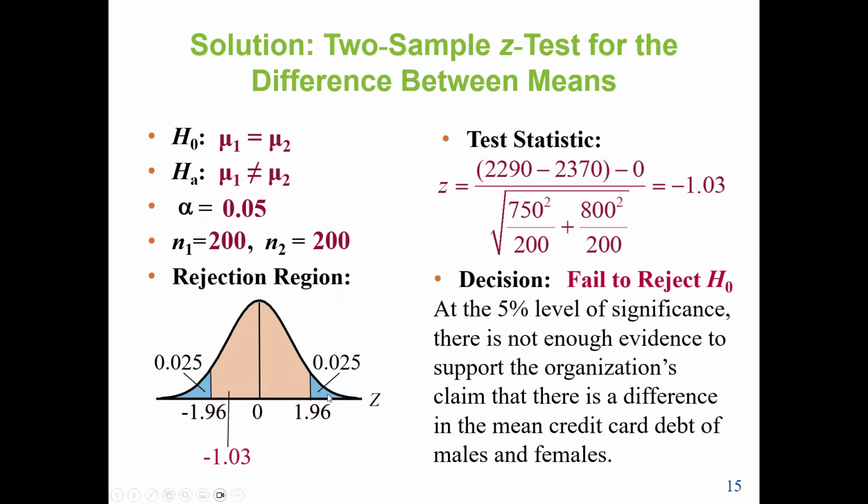And positive, also the same thing. Negative 1.03 will be fail to reject. The blue section is to reject. So we are in the region of fail to reject, which is the brown area. As we can see, negative 1.03 will be right after negative 1.96. So we see at the 5% level of significance, which was given to us, there is not enough evidence to support the organization's claim that there's a difference in the mean credit card debt of males and females.